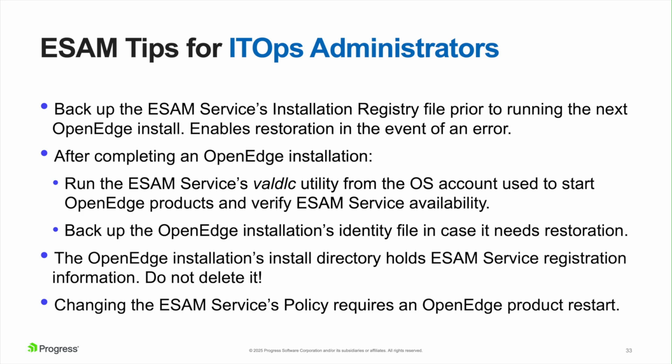Now, after completing the installation, I run this utility from within the OpenEdge service called Val DLC. What it does is it gives you a high-level picture that the embedded ESAM service installation operated correctly and that all of the required files are in place. Make a note, it does not tell you exactly that the product will run. It just validates the service and the OpenEdge installation. Okay.